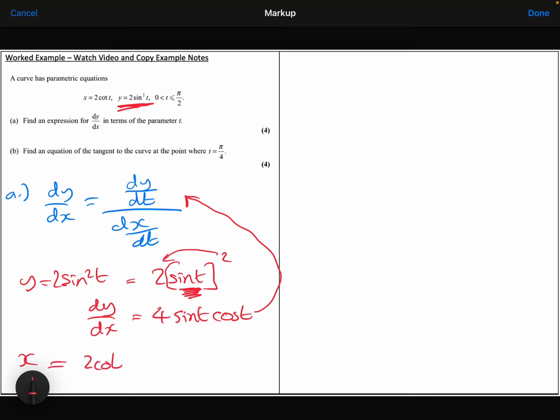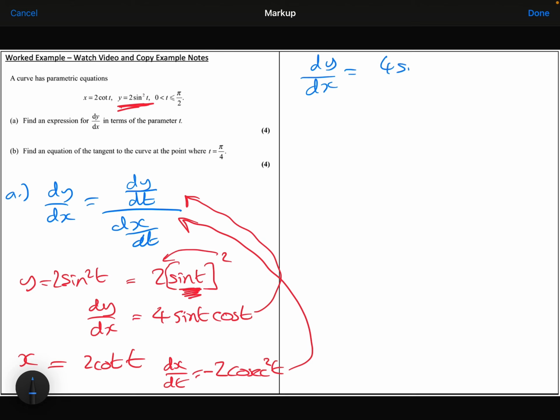X is 2 cot t. To differentiate that, well, actually, we do get given this in the formula booklet. The derivative of cot is minus cosec squared. So here, this is going to be minus 2 cosec squared t. And so this is going to get substituted in here. So let's simplify that. My dy by dx is equal to 4 sine t cos t divided by minus 2 cosec squared t.